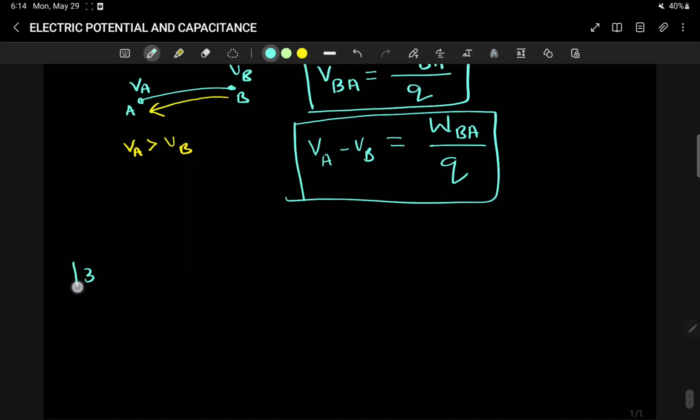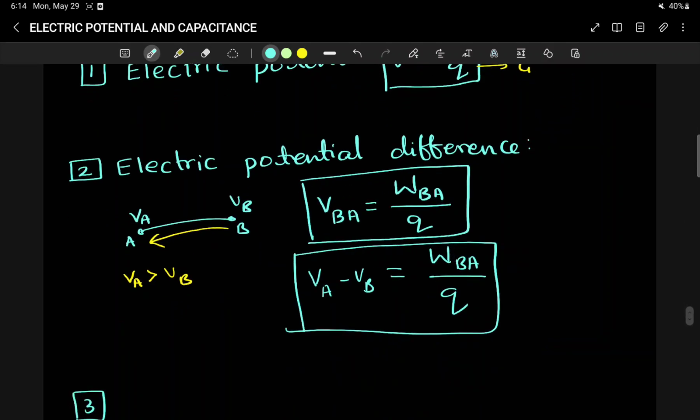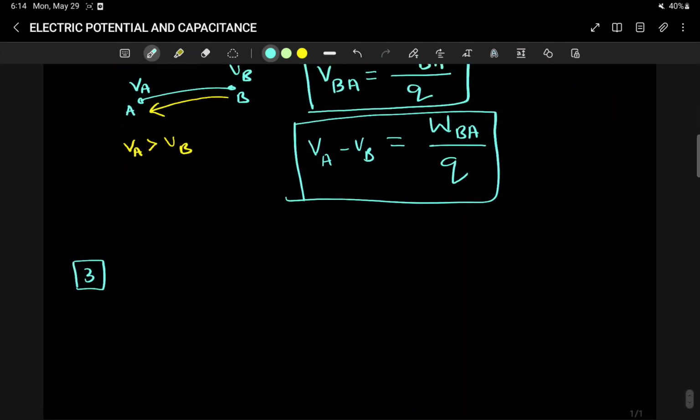formula number 3. What is the expression for electric potential due to a point charge? See, till now I have given the definitions for electric potential and potential difference. So this we can apply for different types of charges also. Like if we consider one charge, what is the electric potential? Two charges, what will be the electric potential? N number of charges, what will be the electric potential? Like that.